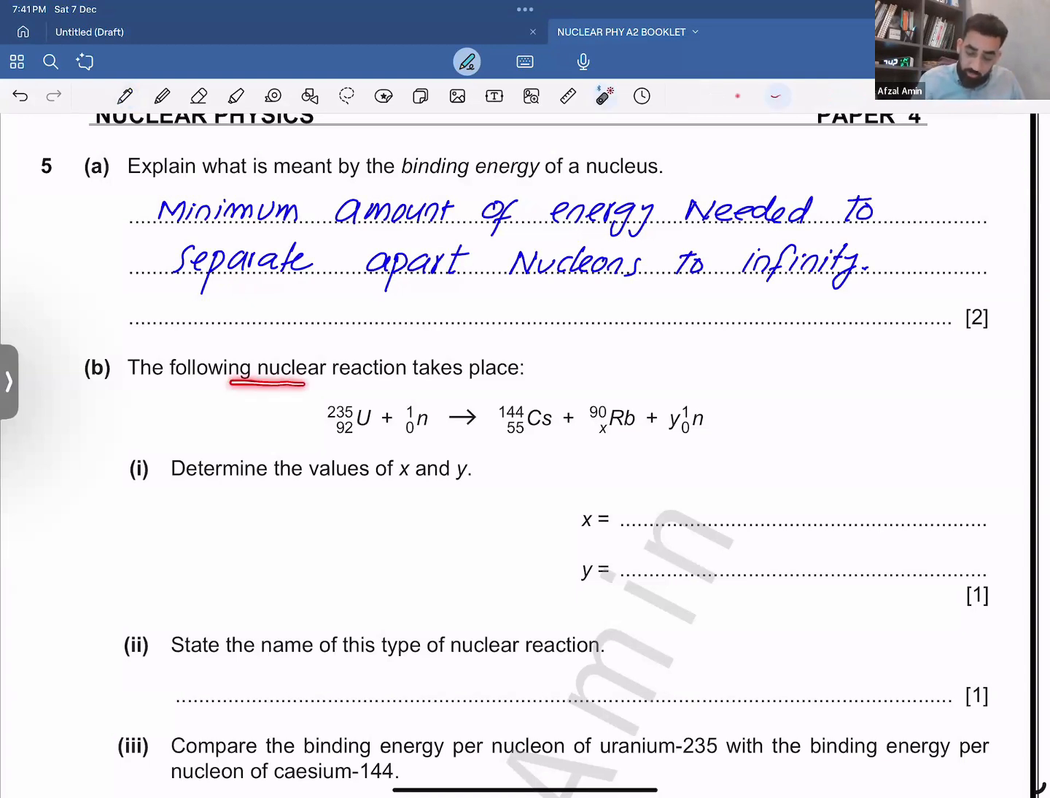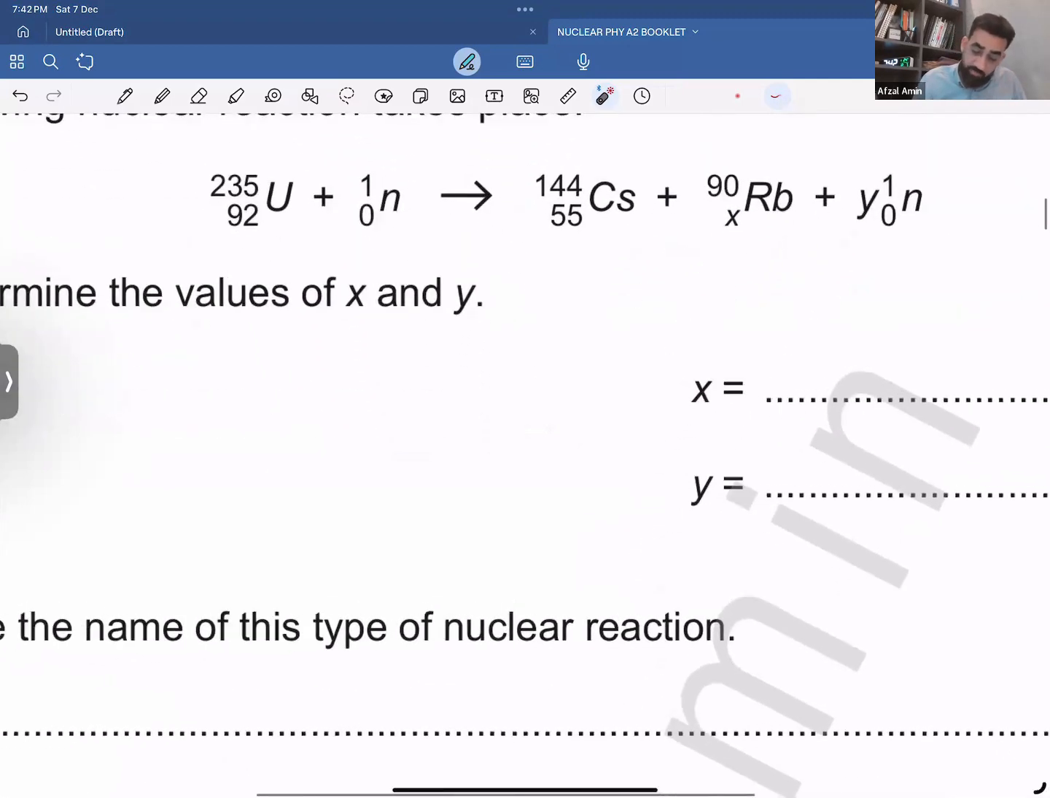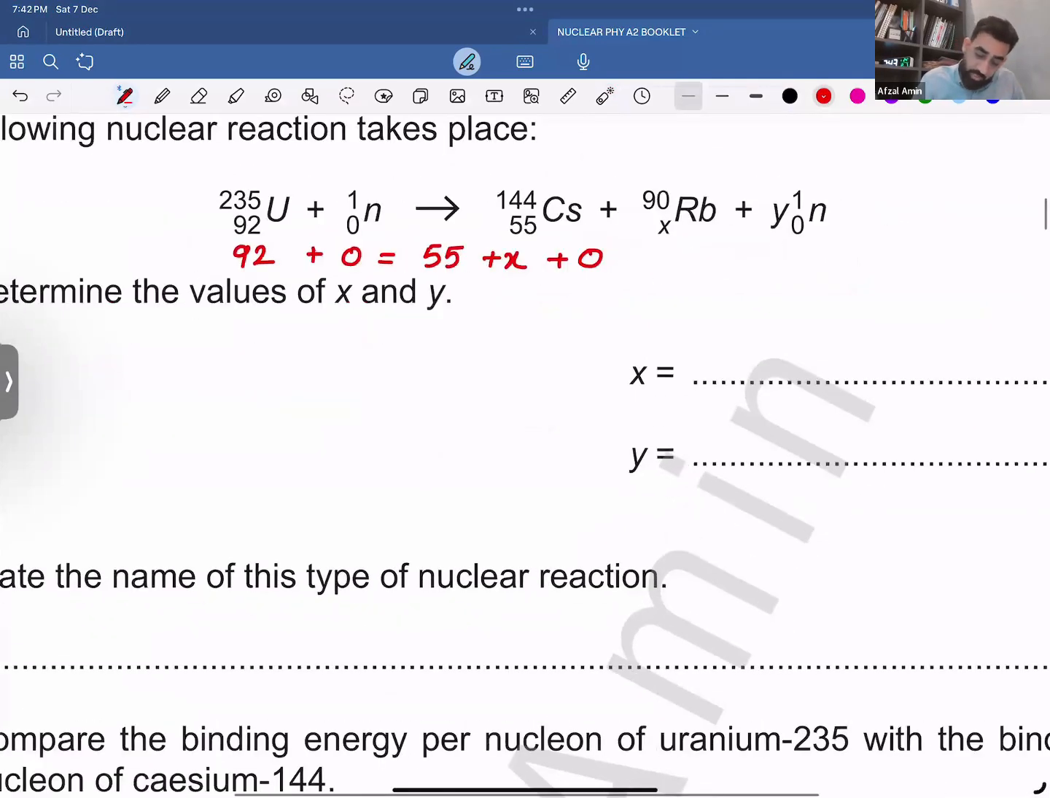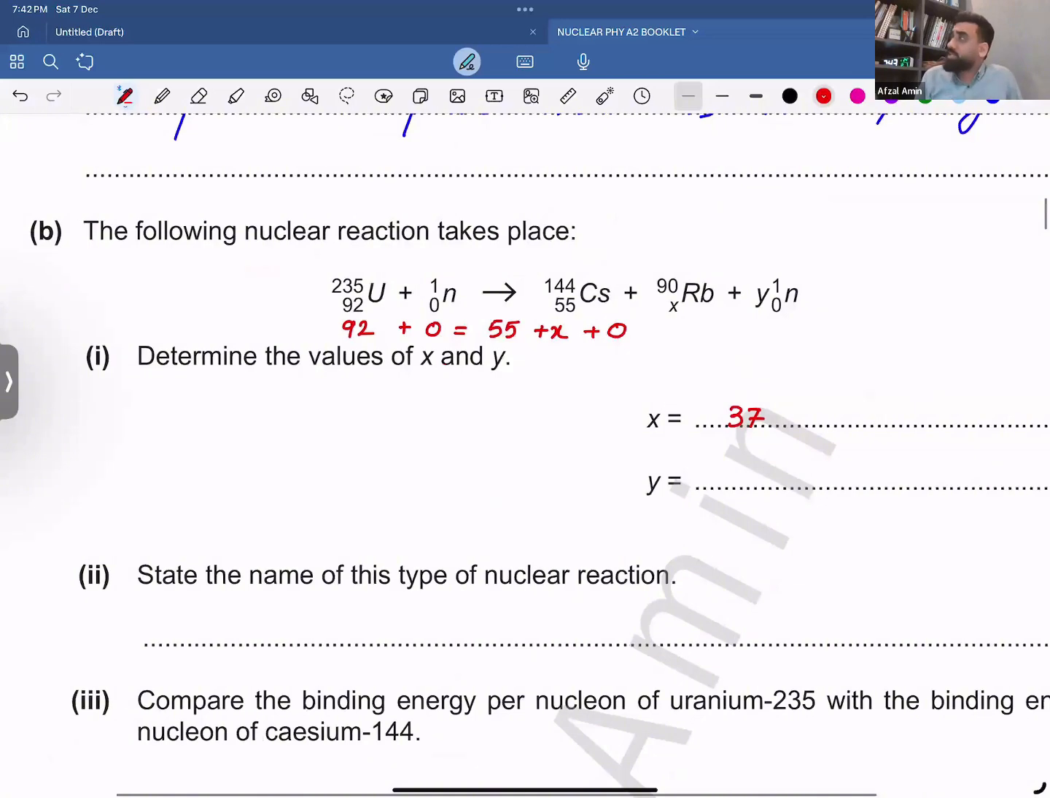The next question is the following nuclear reaction takes place. You can see you have uranium 235, 1 neutron is added, gives you cesium and rubidium plus Y neutrons. Determine the values of X and Y. You just need to balance. First you get X and then we get Y. So for X, my dear, you will say 92 plus 0 equals 55 plus X plus 0. So X is equals to 37.